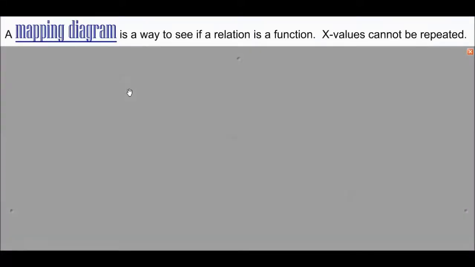We use the domain and the range to decide if something is a function. I've got a couple of different ways for you to look at this. First is a mapping diagram, and that is one way to see if a relation, if a group of coordinates, is a function. With a mapping diagram, you're looking to see if the x values are repeated, because in order for it to be a function, the x values cannot be repeated.